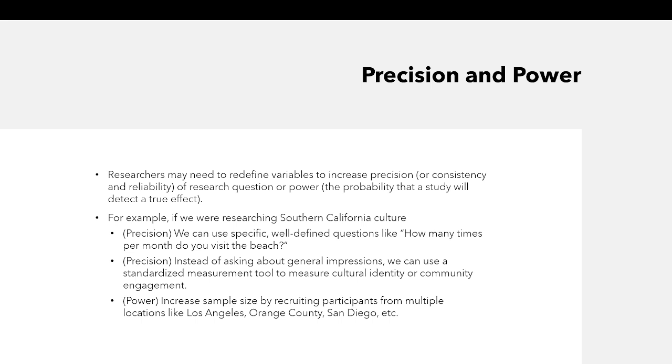One of the ways in which you can affect the power of your research, so again, power references the probability that a study will detect a true effect, is increasing sample size by recruiting participants from multiple locations like LA, Orange County, San Diego, going inland, right? Inland Empire or Riverside. Increasing the sample size, the group from which you are collecting this information, will increase the probability that your study is going to find a true effect.